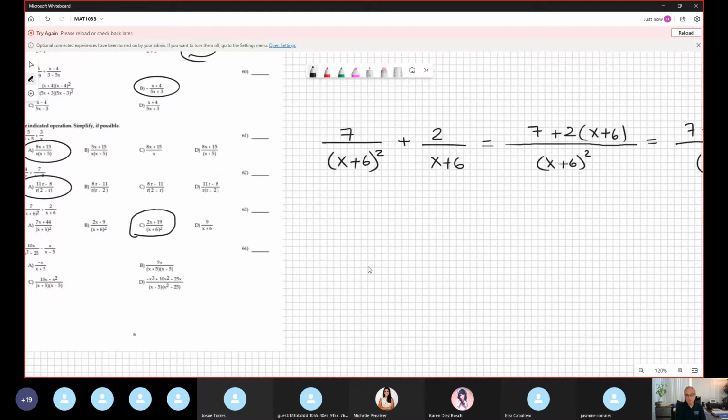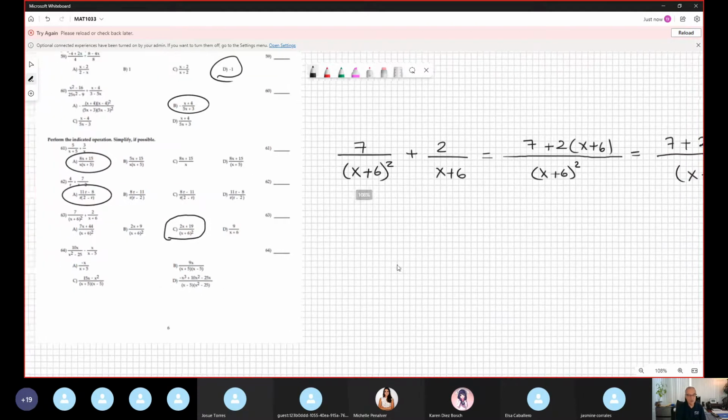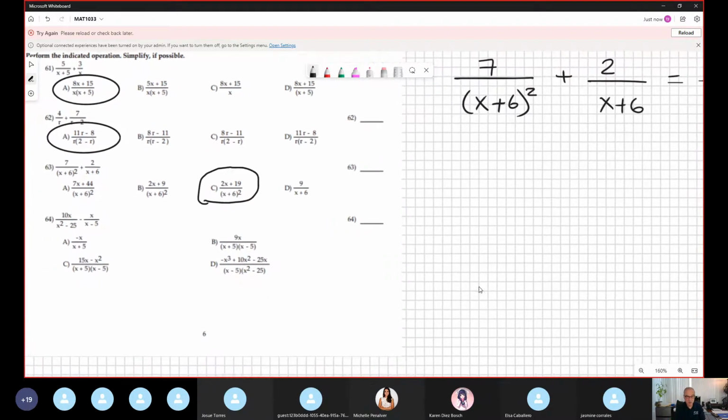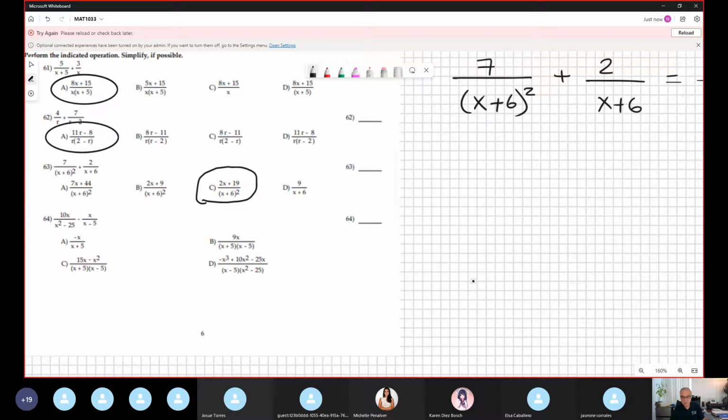Now 64 brings me a new situation. Don't worry, be happy. Everything is going to be okay. Look, 10x over x squared minus 25 minus x over x minus 5. And we need to condense these two fractions into only one.